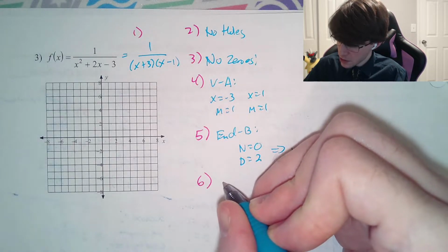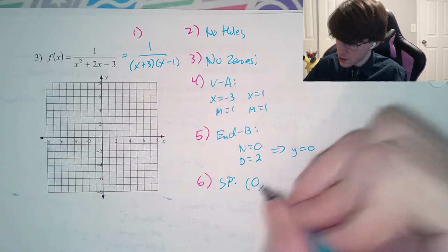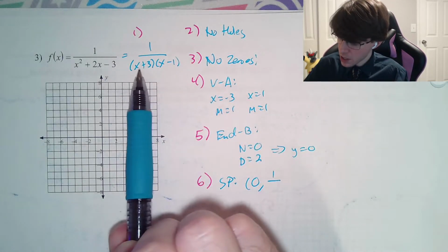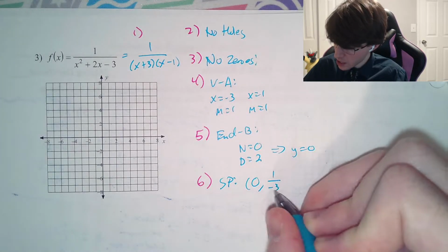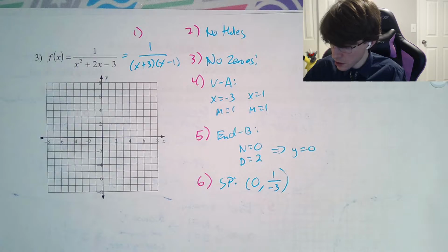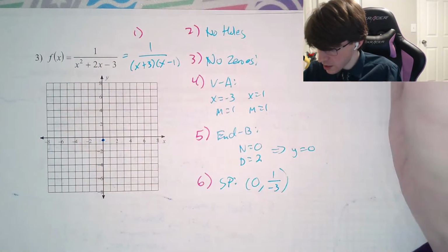If you plug in 0 for this one as a starting point, you get 1 over something for sure. Plugging in 0, you get 3 times -1, which is -3. So you get -1/3 for a starting point, and we can start doing our graph. So we have a starting point at 0, -1/3, so about right there.